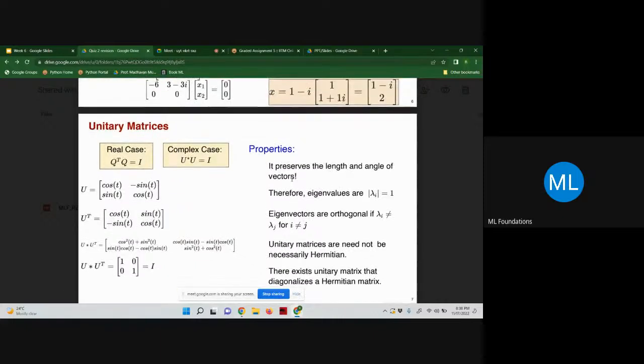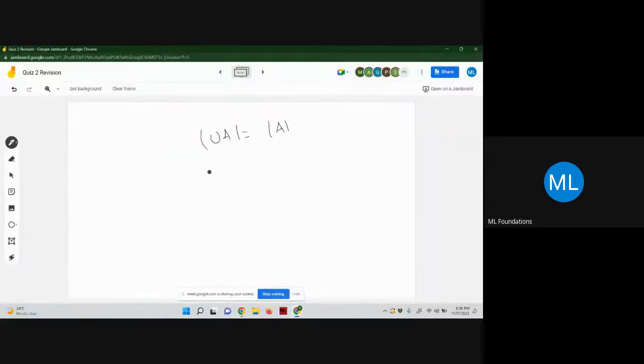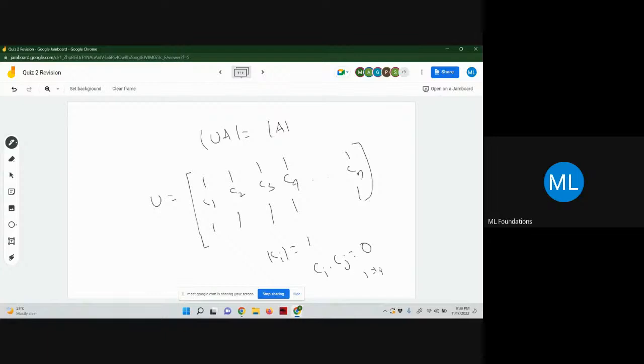Let's say I have a unitary matrix U equals C1, C2, C3, C4, and so on, up to CN. For it to be a unitary matrix, the important thing is that the length of each column vector should be equal to 1. And ci dot cj, the inner product of two complex vectors, is going to be equal to 0 if i is not equal to j. Which basically means the two different columns in a unitary matrix are going to be orthogonal to each other.